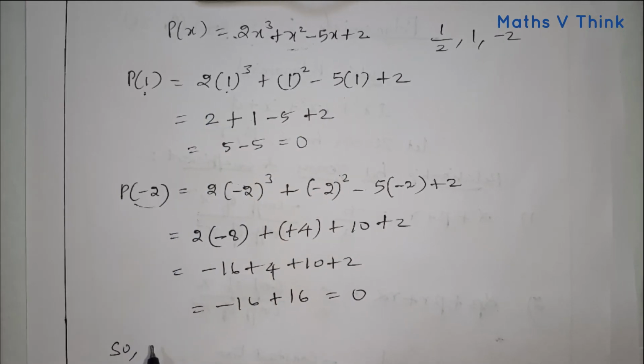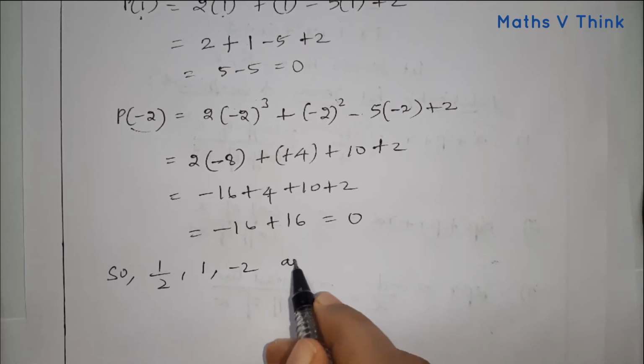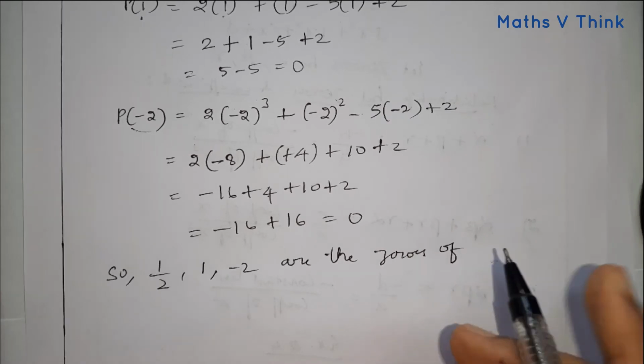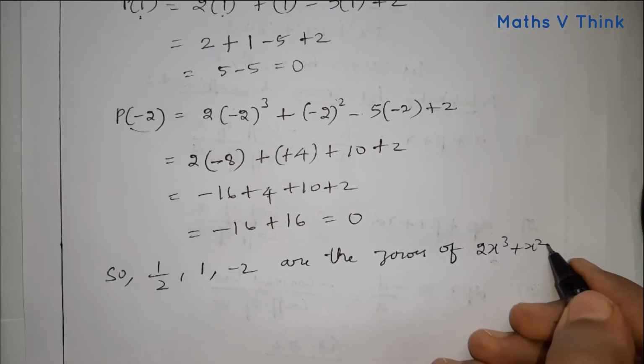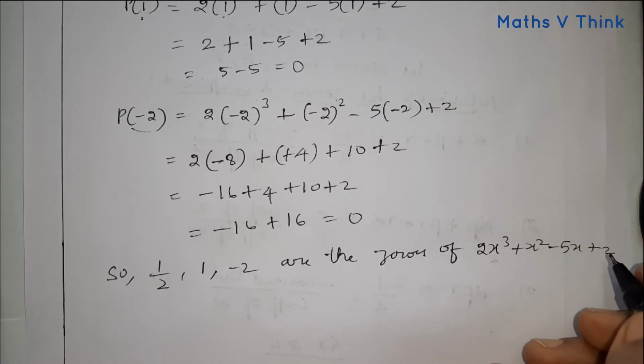So at last you should tell, 1 by 2, 1, minus 2 are the zeros of 2x cube plus x square minus 5x plus 2.